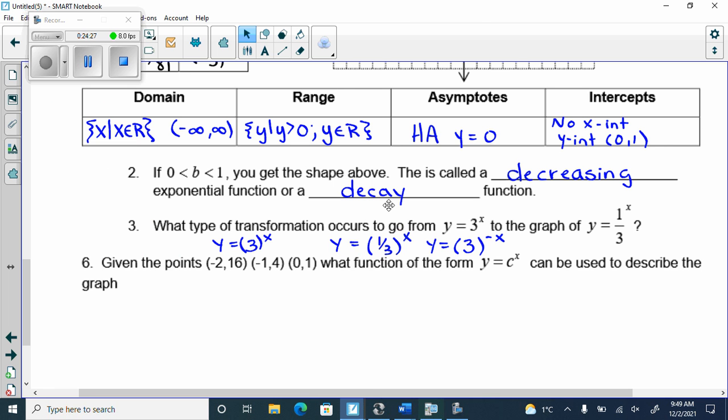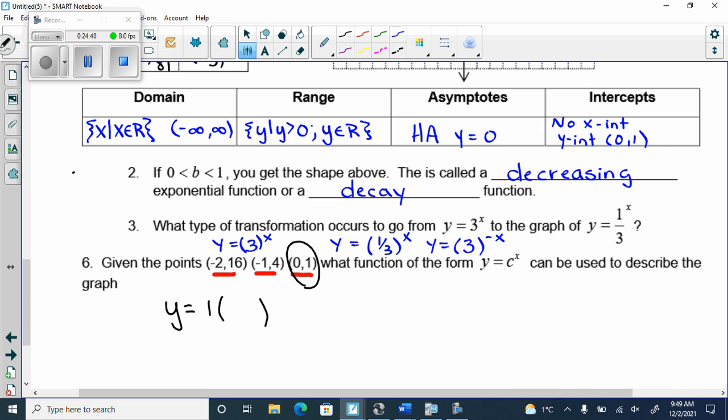And then this one here, it says, given the points negative 2, 16, negative 1, 4, 0, 1, what function of the form y equals c to the x can be used to describe the graph above? So my y-intercept is at 1, so I know my a is going to be 1. And now I need to figure out what's happening, and I can only figure out what's happening because I'm going up by 1. This is like that T table they used to give you in grade 9 and be like, give the explanation of what's happening.